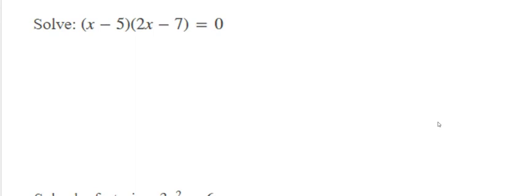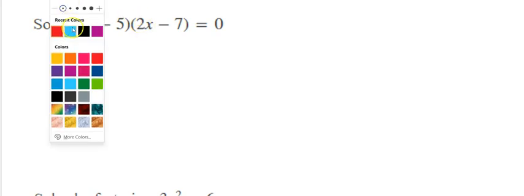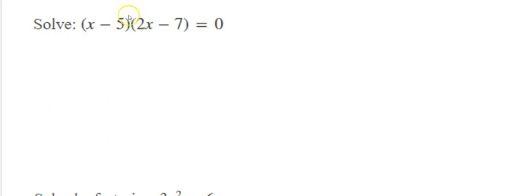On this one, it's already been factored for you. Notice we have x minus 5 and then 2x minus 7 equals 0. On something like this, I'll come in here with a different color. You'll see me do this a lot whenever we start doing examples from Hawks: once I get into factored form, I'll just draw a line. Then I know automatically that this side, x minus 5, needs to equal 0, and this 2x minus 7 needs to equal 0.